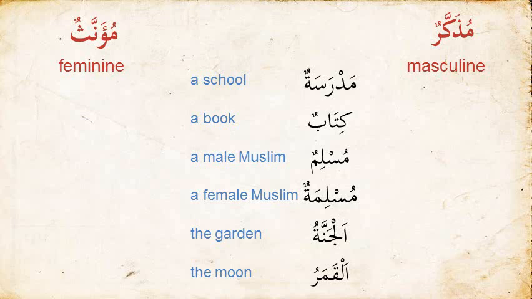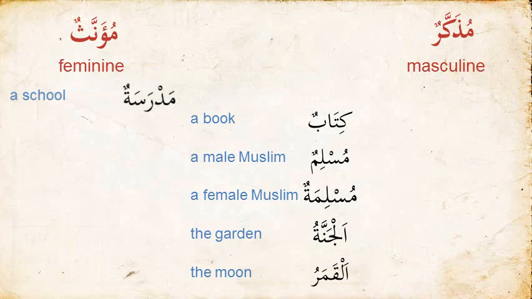Let's go through the answers. So we have the word madrasatun. For now, our simple rule is check the end of the word. If it ends with ta marbuta, madrasatun, then the word is mu'annathun, feminine. So in Arabic, a school would be feminine. You'd refer to the school as she. Then we look at the next one, kitabun. We would check the end of the word and we would see that there's no ta marbuta. Therefore, kitabun would be masculine, mudhakkar.